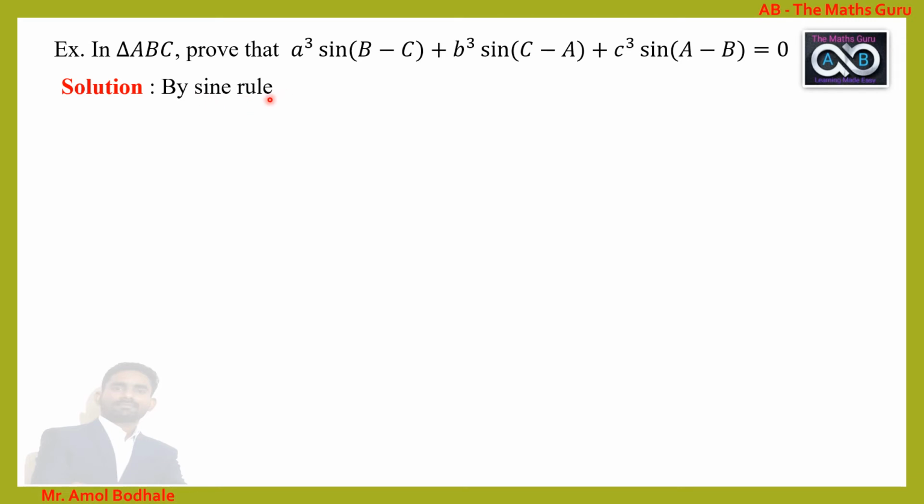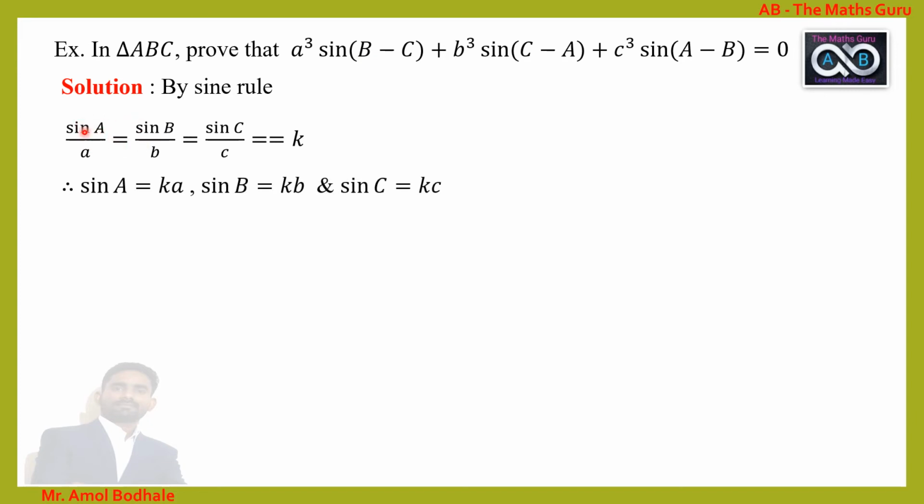Using the sine rule, we can write sin A upon a equal to sin B upon b equal to sin C upon c equal to k. Here we are writing this because by expanding sin of B minus C, we will get the values of sin B and sin C, and we can replace those values using these terms. So if we compare sin A upon a as k, we get sin A equal to k into a. Sin B upon b equal to k gives us sin B equal to k into b. Sin C upon c equal to k gives us sin C equal to k into c.